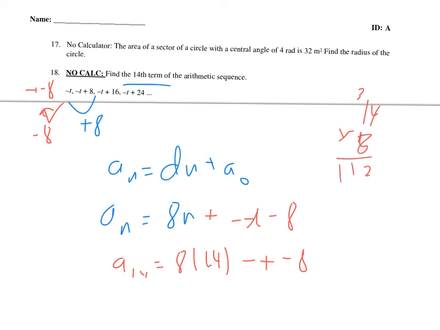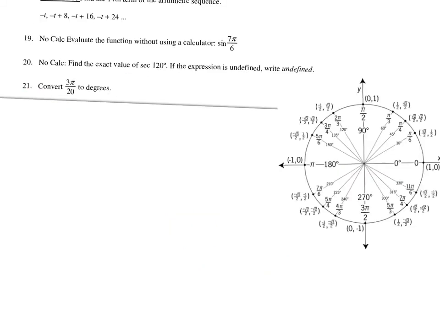32 is 112. So 112 minus t minus 8, which just comes out to 104 minus t. All right, 19 and 20 are using the unit circle, so I'll let you guys do that. We've done a lot of that practice already. 21 is converting to degrees, so to convert to degrees, we always multiply by 180 over pi. And so these cancel out, and this will reduce to 9, and so that would just be 27 degrees.